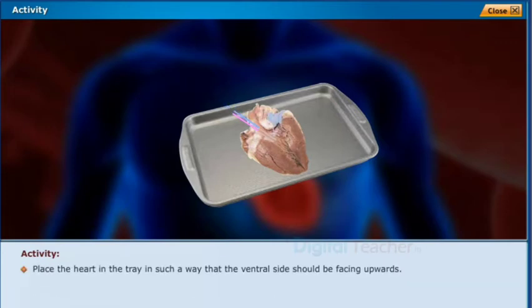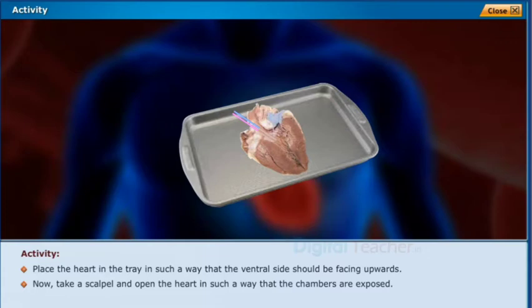Place the heart in the tray in such a way that the ventral side is facing upwards. Now, take a scalpel and open the heart in such a way that the chambers are exposed.